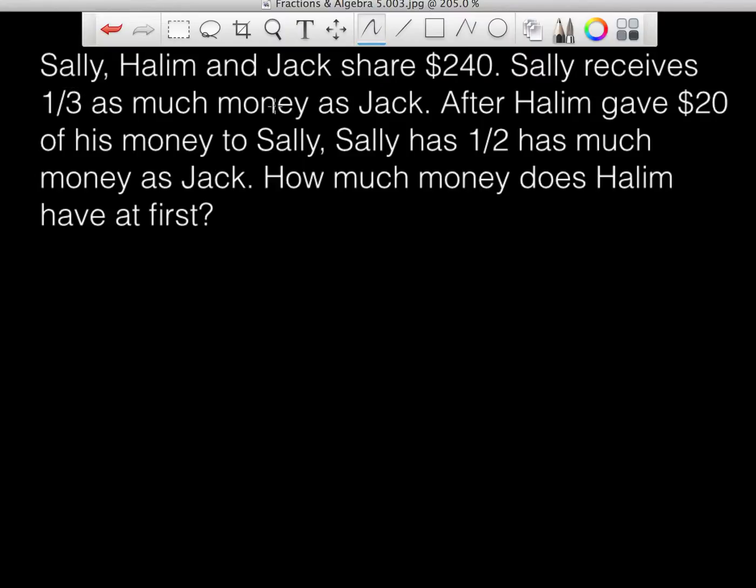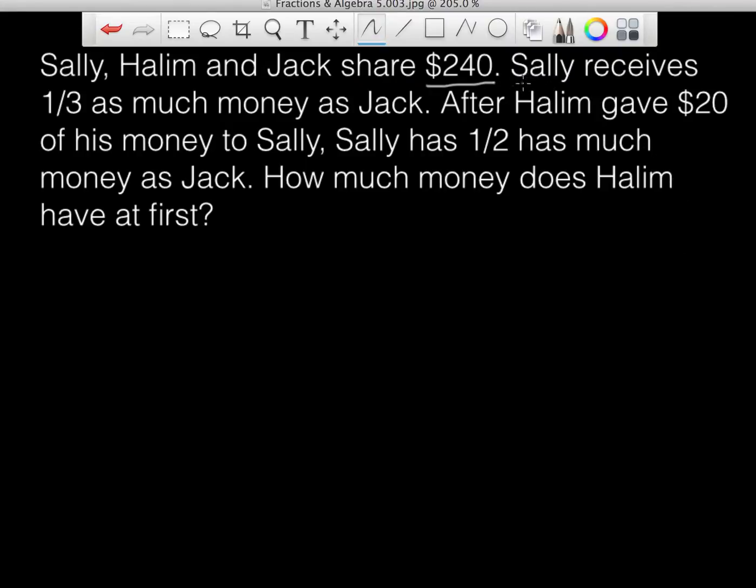Sally, Halim, and Jack share $240. Okay, clue. Yes, first clue is here already. That they share $240. Okay, we have to keep this in mind, that the total amount of money shared amongst the three of them is $240.